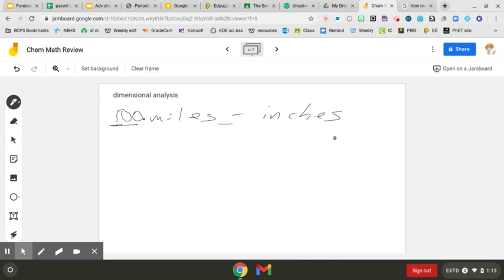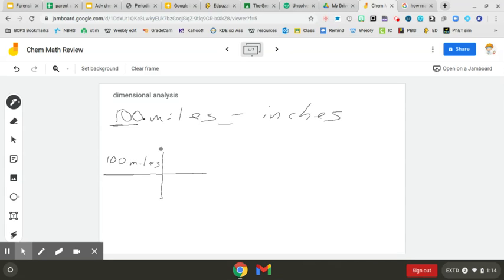Then I need to do some converting. And I don't happen to know how many inches are in a mile, so it might take me a couple of steps. So we use dimensional analysis. Okay, draw a cross, put whatever you're given in the top left with the units. So here I've got 100 miles is what I'm given.